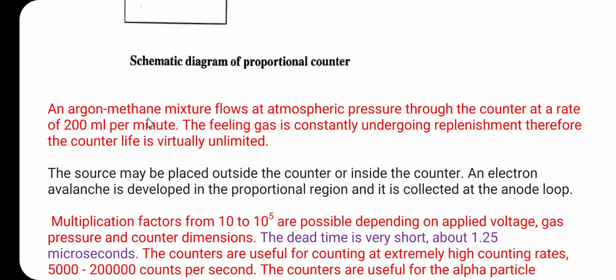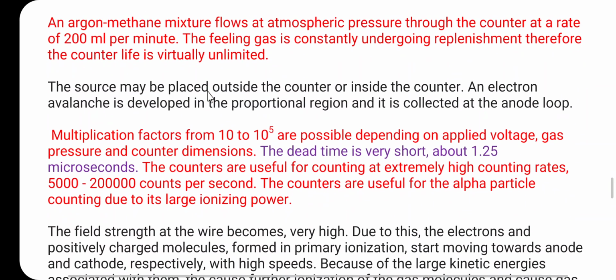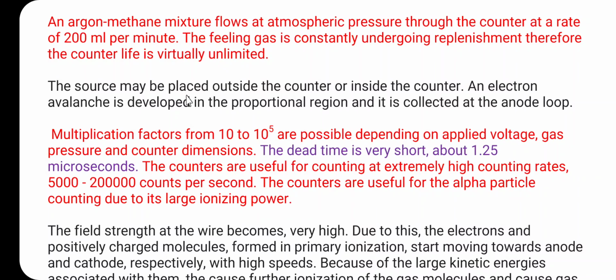Here the argon and methane mixture flows at atmospheric pressure through the counter at a rate of 200 ml per minute, and the filling gas is constantly undergoing replenishment. Therefore, the counter life is virtually unlimited. The source may be placed outside the counter or inside the counter, and the electron avalanche is developed in the proportional region and collected at the anode loop.